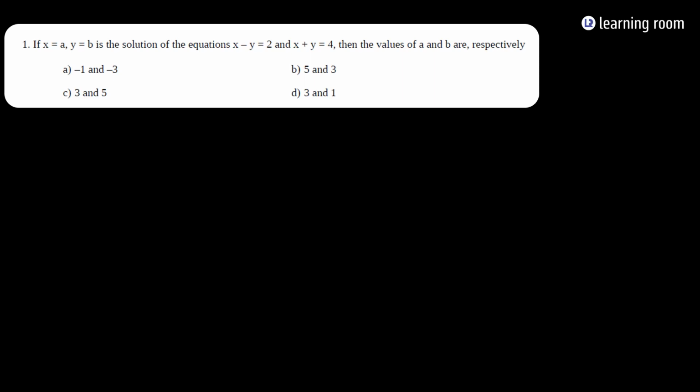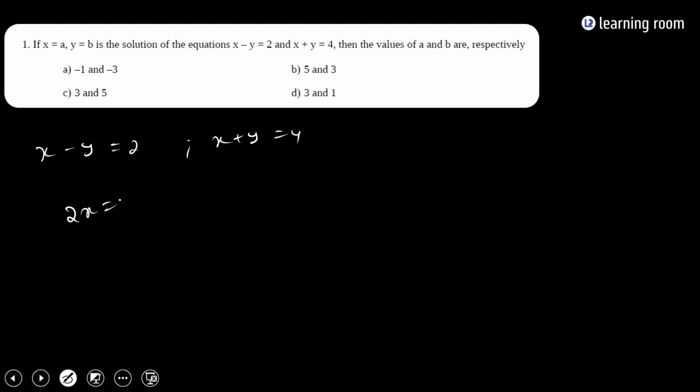If X is equal to A and Y is equal to B is the solution of the linear equations X minus Y is equal to 2 and X plus Y is equal to 4, then the values of A and B are? Simple, just find X and Y. Is it 3 and 1, sir? So 2X is equal to 6, X will be 3. 3 and 1 is right. And Y is 1. So 3 minus Y is 2, which implies Y is 1. So what is the option? Option D, sir. D.